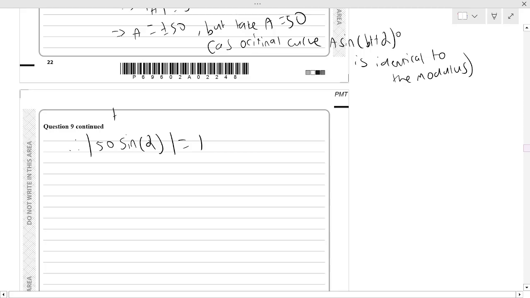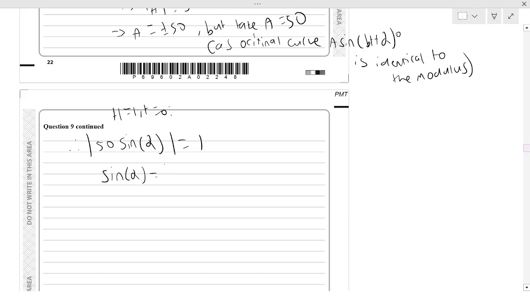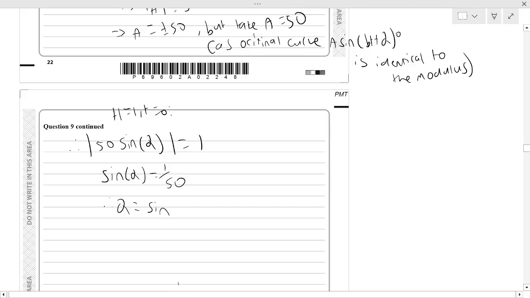So h is 1, t is 0. So we get this. Well, actually, then, like I said, I'm going to get rid of the modulus signs, because it's the same graph. So, sine of alpha is 1 over 50. Therefore, alpha is going to be inverse sine of 1 over 50. Put that into the calculator in degrees, remember, because this is in degrees, alpha degrees.